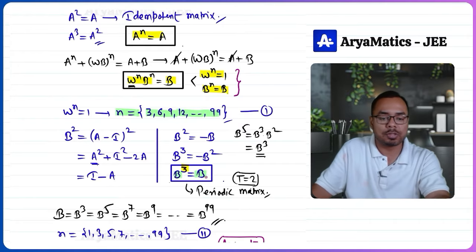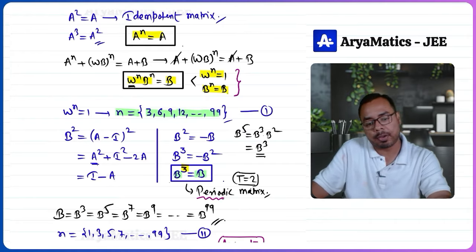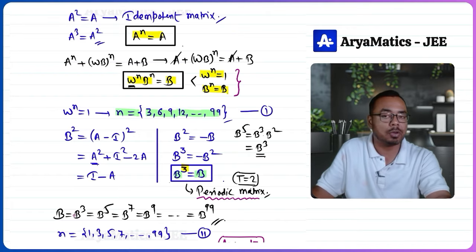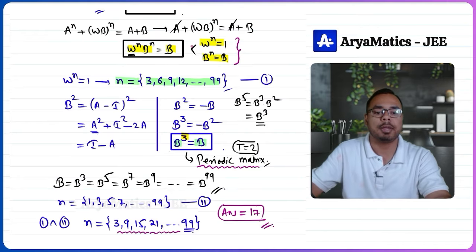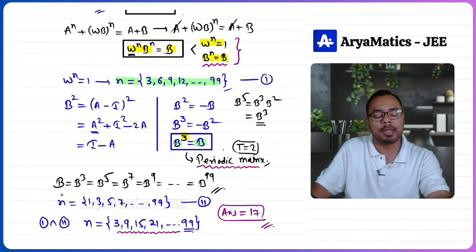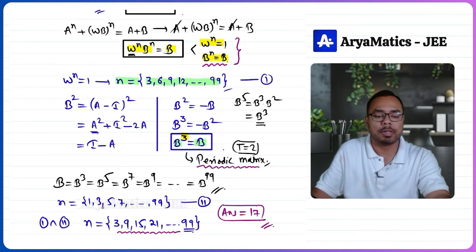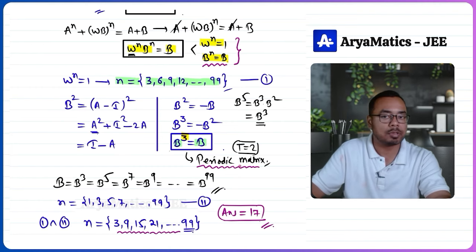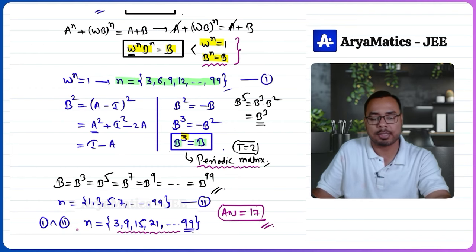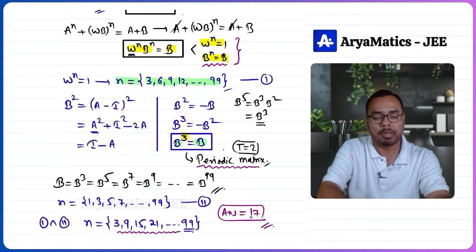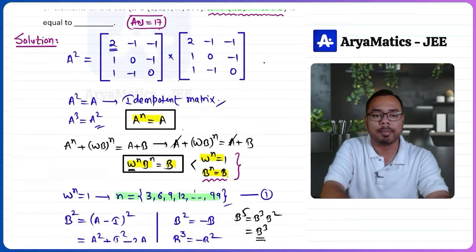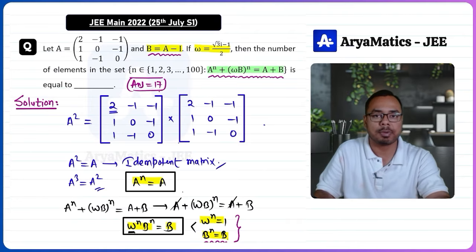And B cube was matrix B, which means we have a periodic matrix with period 2. And then B cube, B raised to 5, 7, 9 and so on, all of them will be matrix B only. So if I have to satisfy the second condition that B raised to n is matrix B, then n must be odd natural numbers, 1, 3, 5, 7 and so on. And because we have to satisfy both the conditions, we need to take the intersection of those two. So this was the intersection of the first and second set of values of n. And now in this set, the total number of elements is 17. And therefore, the correct answer for this problem is 17.